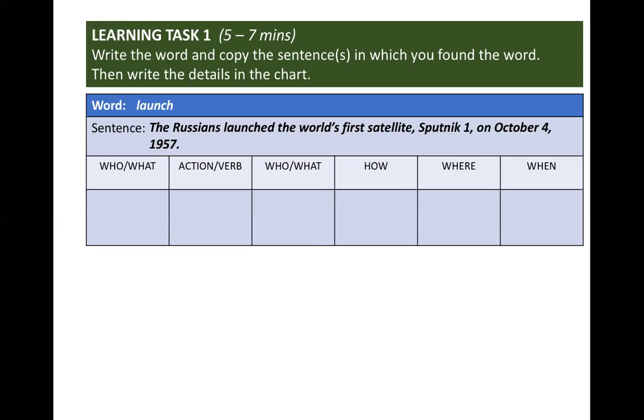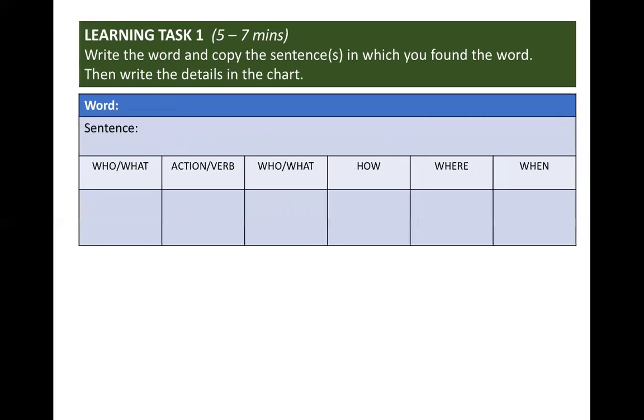Nearly 60, oh, it is 63 years ago. All right. So let's break it apart into simple sentences. The Russians, what's the action? Launched. Launched what? The world's first satellite, Sputnik 1. Okay, and on October 4th, 1957 is the when. You got that? Okay, now let's do it again.